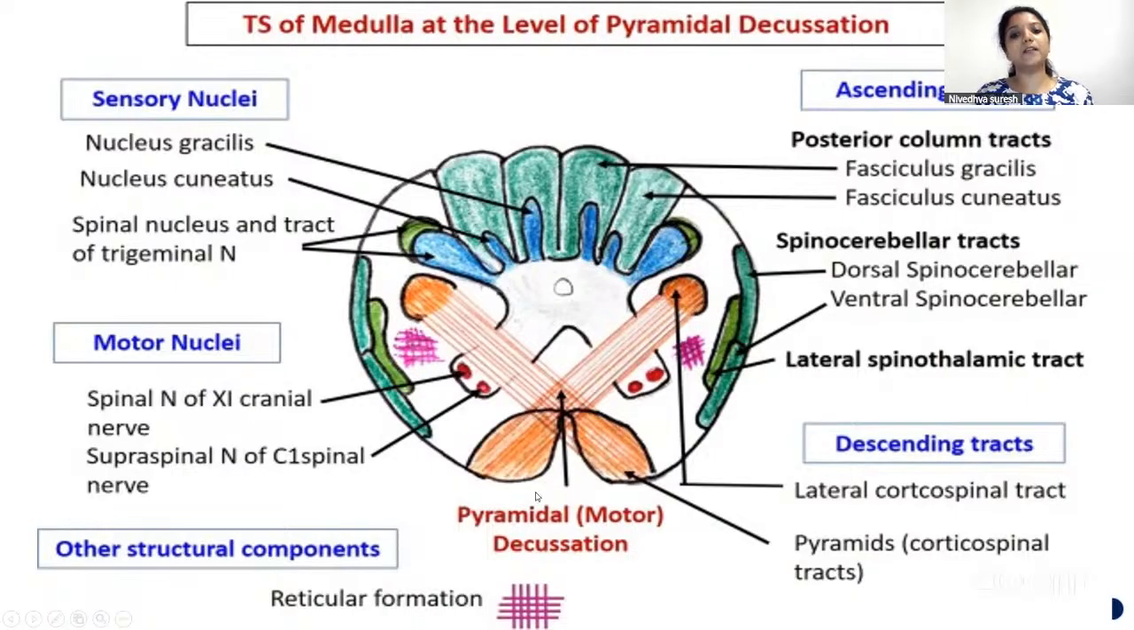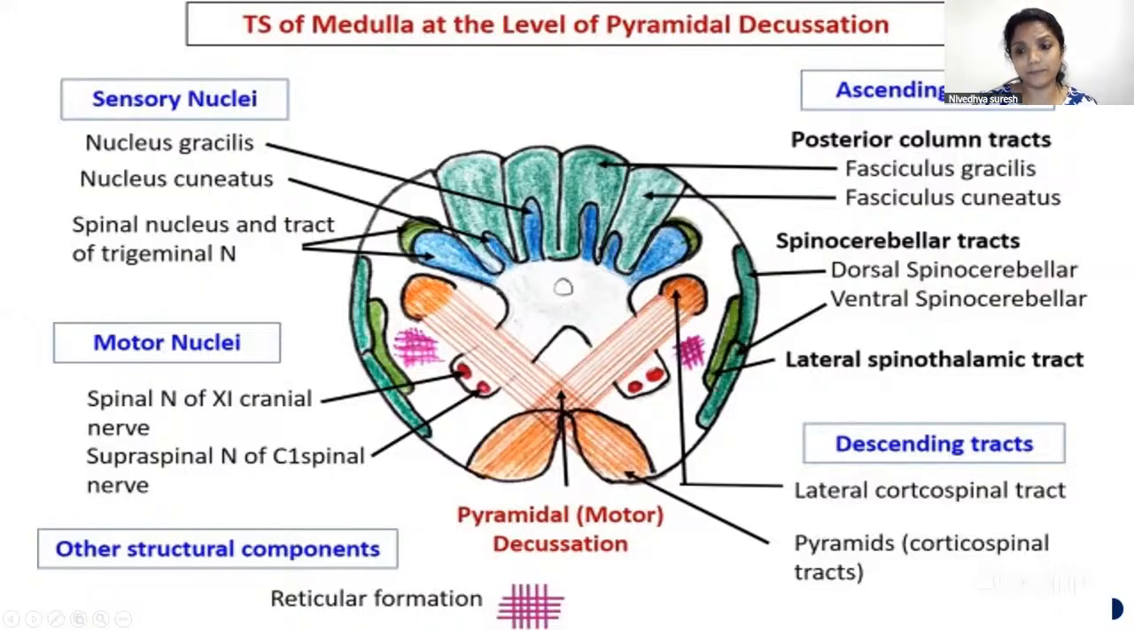In the anterior aspect, this is the pyramid, and the central region where the pyramidal fibers cross each other and move to the opposite side is called the pyramidal decussation. So the pyramidal fibers cross over each other and move more laterally and posteriorly, and here they form the lateral corticospinal tract.